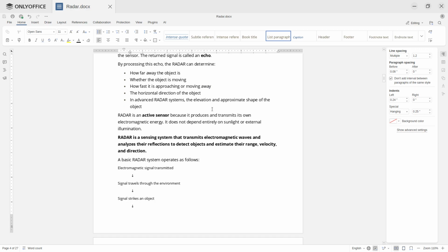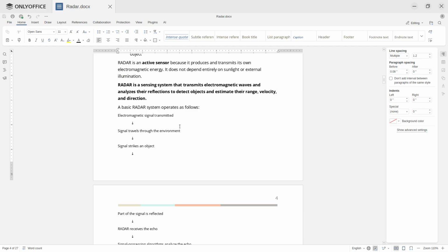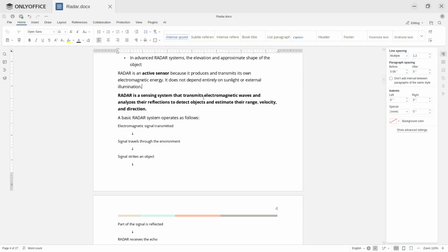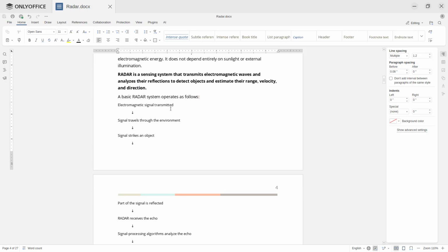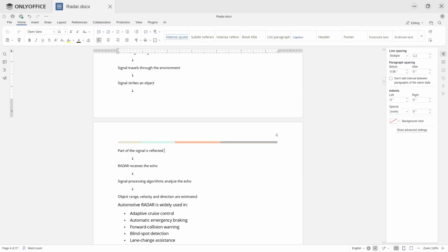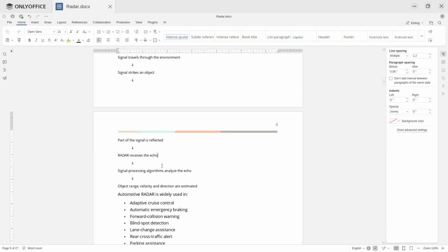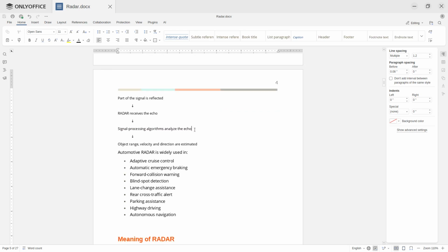Radar is an active sensor because it produces and transmits its own electromagnetic energy. It does not depend entirely on sunlight or external illumination. Radar is a sensing system that transmits electromagnetic waves and analyzes their reflections to detect objects and estimate their range, velocity, and direction. A basic radar system operates as follows. Electromagnetic signal transmitted. Signal travels through the environment. Signal strikes an object. Part of the signal is reflected. Radar receives the echo. Signal processing algorithms analyze the echo. Object range, velocity, and direction are estimated.